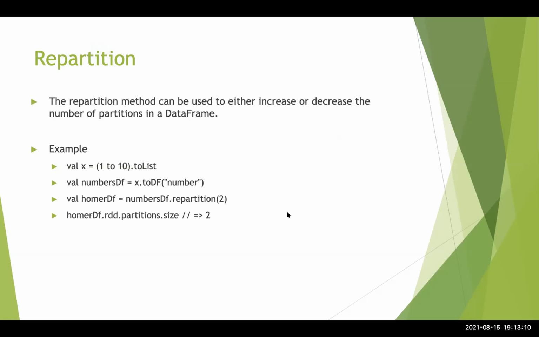You can repartition your RDD. Repartition will involve shuffle more often than not, and we'll discuss that later. The repartition method can be used to either increase or decrease the number of partitions in a data frame. This is an example I'm giving. Let's say you're reading 1 to 10, and I'm just converting to DF and then repartitioning. By the way, this is available in RDD also. We were discussing RDD functions and ended up using DF, but in RDD also you can use repartition and specify the number of partitions. And then the same thing, you print RDD.partitions.size, you will see the partition size is 2.